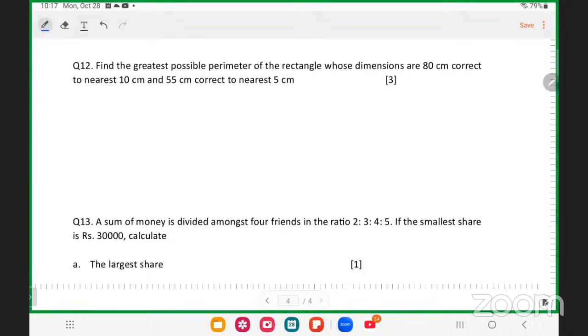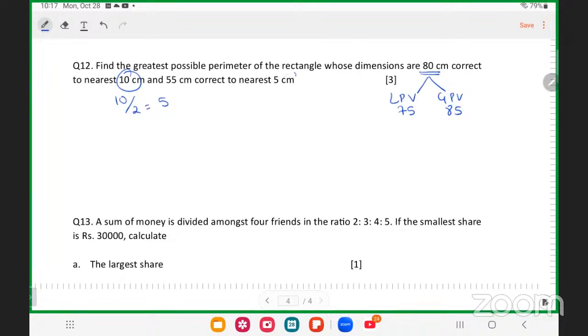Find the greatest possible perimeter of the rectangle whose dimensions are 80 centimeter correct to nearest 10 centimeter. Correct to nearest 10 centimeter means 10 divided by 2 is 5. Least possible value is 75. Greatest possible value is 85.